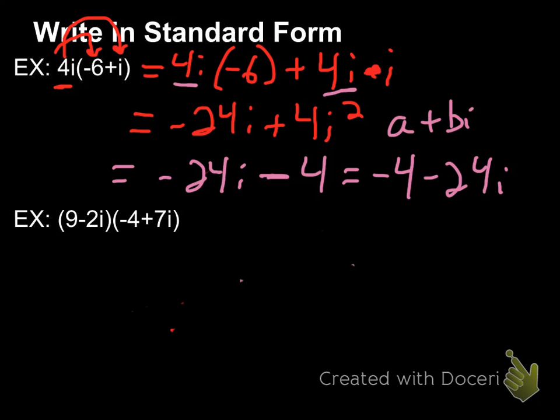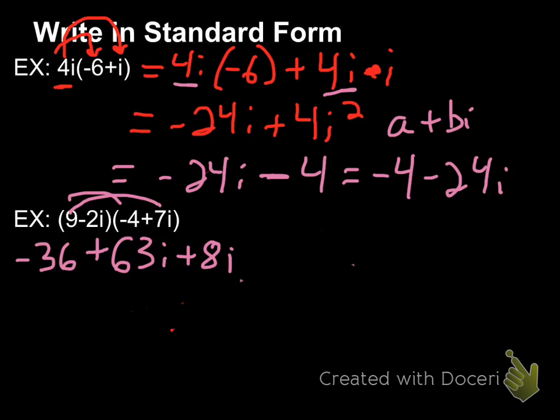Okay, here we go. I'm just going to FOIL. We're going to treat 2i as a term by itself, and then 7i as a term by itself also. So I'm going to take 9 times negative 4: negative 36. Outside, 9 times 7i, plus 63i. We're treating i just like a variable. Negative 2i times negative 4, I think that's plus 8i. And then last, negative 2 times 7 is minus 14i squared.